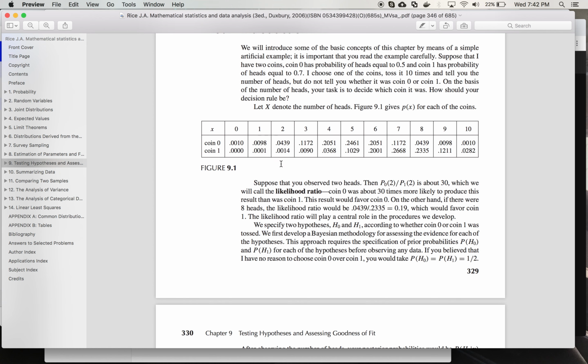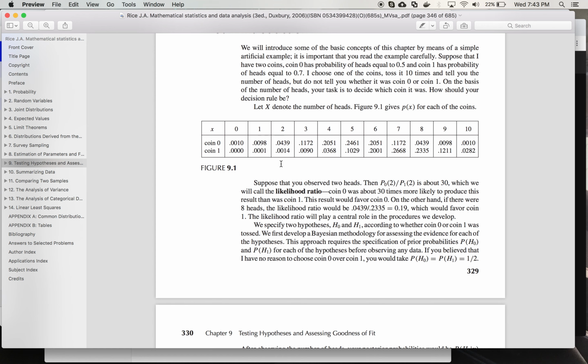And as always in any experiment, we have hypotheses here. Hypothesis 0 is that the coin that we tossed is coin 0, based on the probabilities that we see, and hypothesis 1 is that it is coin 1.